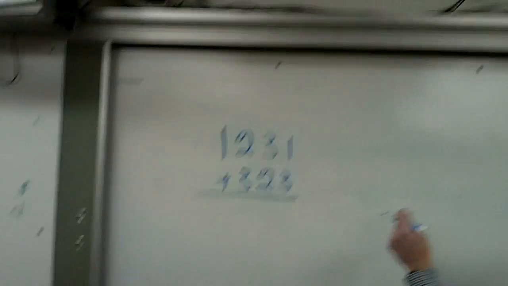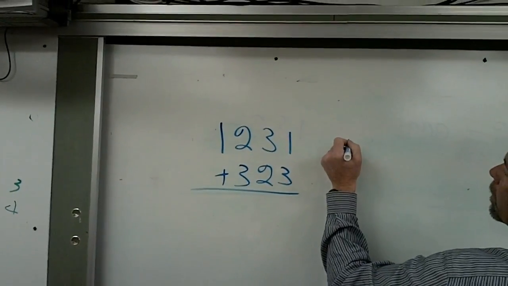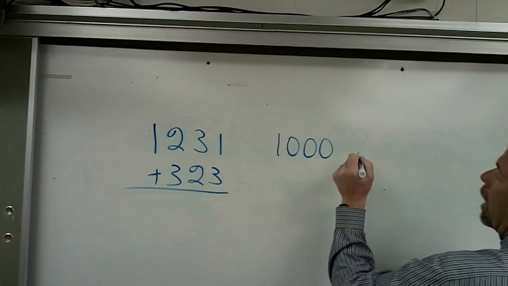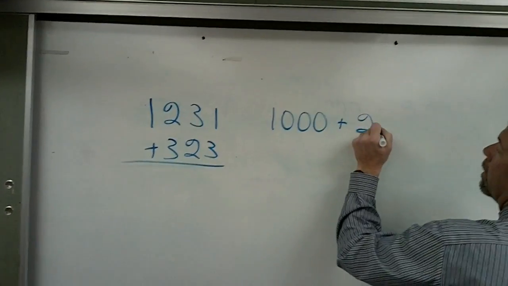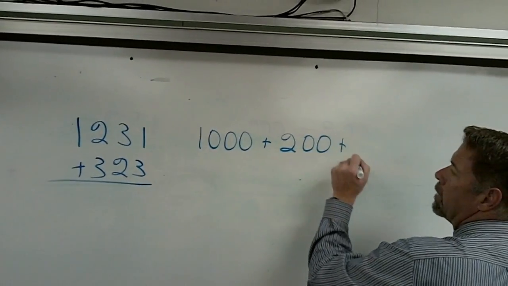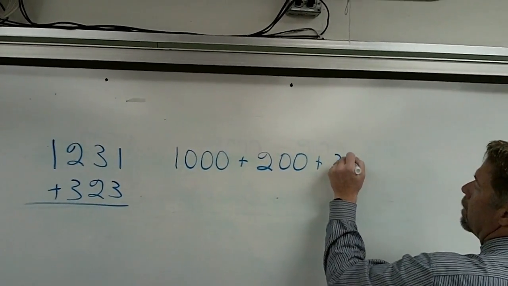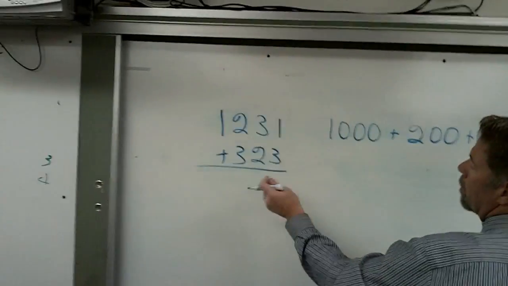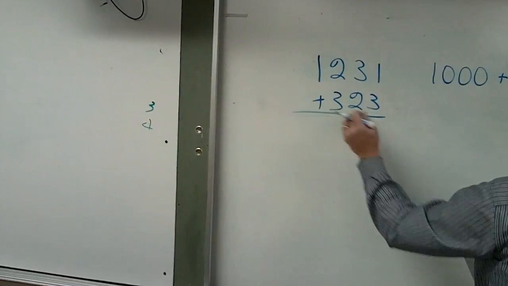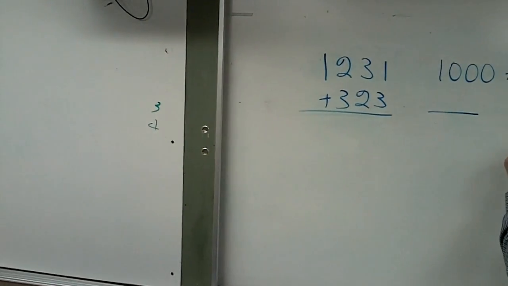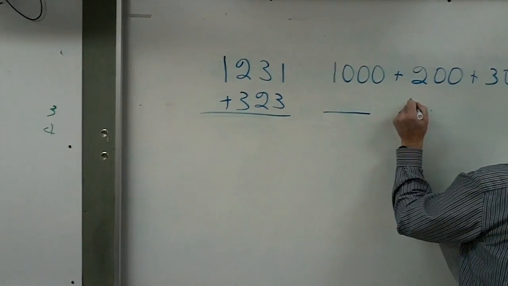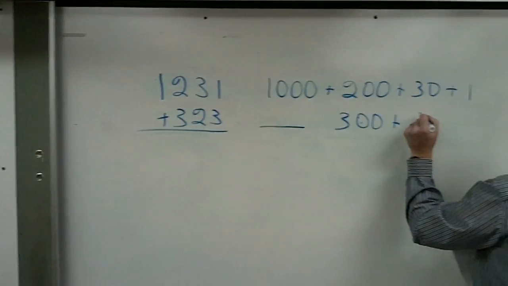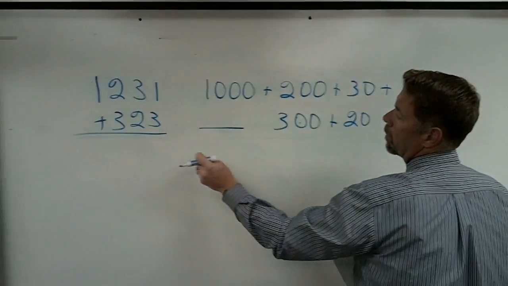Well, in expanded form, we're looking at these numbers. We're going to write out what this is. This is 1,000, plus 200, plus 30, plus 1. The bottom number, we don't have anything in the thousands column, so we're not going to put anything right there. We have 300 plus 20 plus 3.